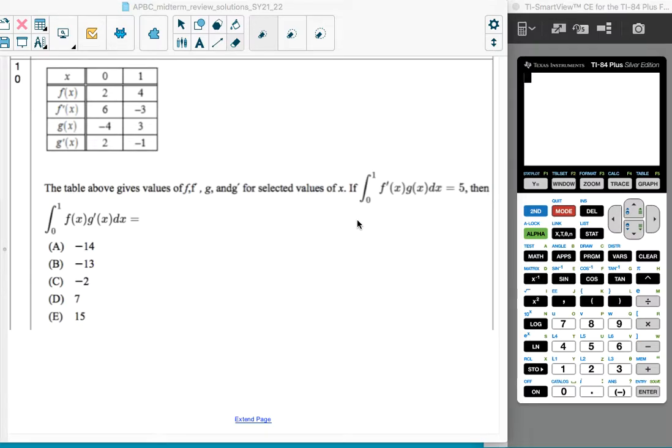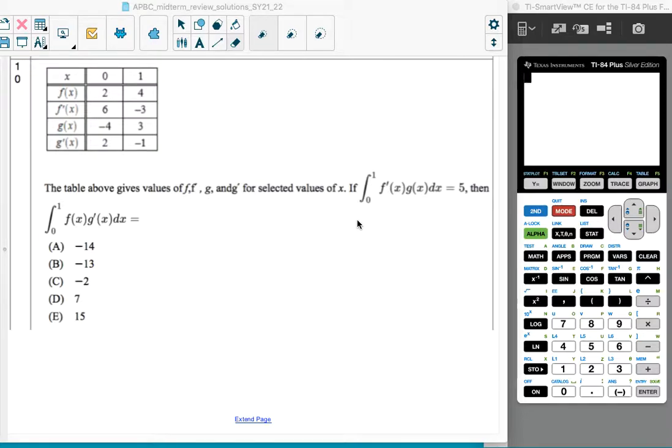All right, this is AP BC Calculus. We're doing midterm review. This is multiple choice number 10. It is a non-calculator question. So we're given a table of values about f, f prime, g, and g prime. We're given that the integral from 0 to 1 of f prime of x, g of x dx is 5. And we're asked about the integral from 0 to 1 of f of x, g prime of x dx.